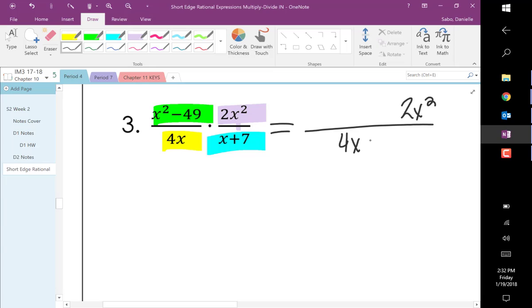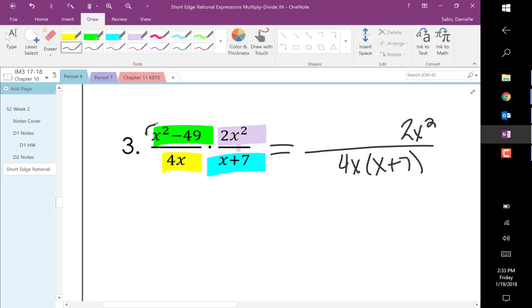If they cannot factor, you just write them out. The green one is the only one I can factor. You guys are good at this, and I know that you can kind of remember it's difference of 2 squares. What's the square root of x squared? What's the square root of 49? So how do I write this out? And?